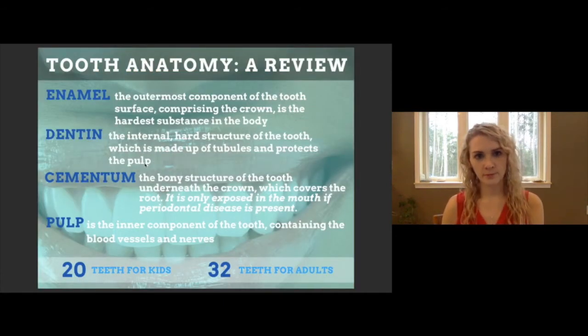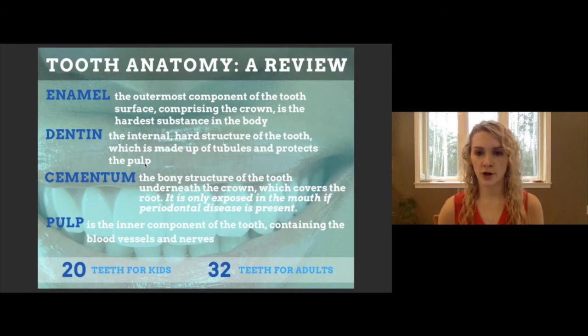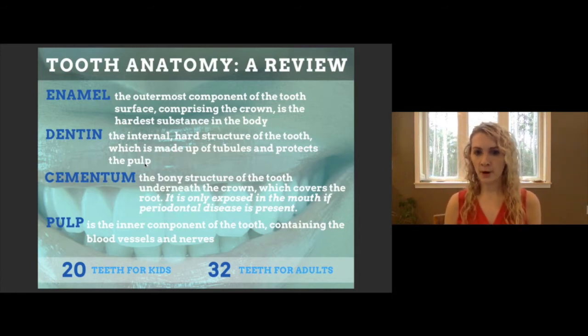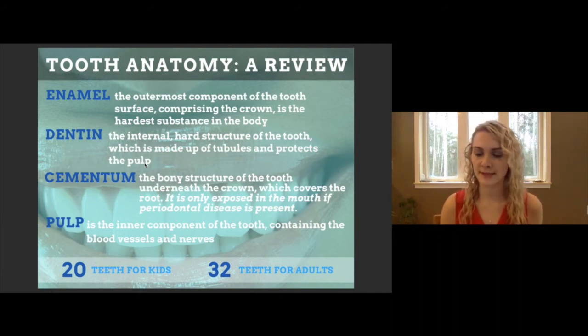As we just reviewed, our tooth anatomy: the enamel, or the outermost component of the tooth; the dentin, or the internal hard structure of the tooth that protects the pulp; and the cementum, which is the hard root structure, which is not as strong as the enamel. Remember, the cementum is only exposed in the mouth if periodontal disease is present. We'll get into that later. The pulp is the innermost component of the tooth containing the blood vessels and nerves. There are 20 teeth for kids and 32 teeth for adults in most circumstances.